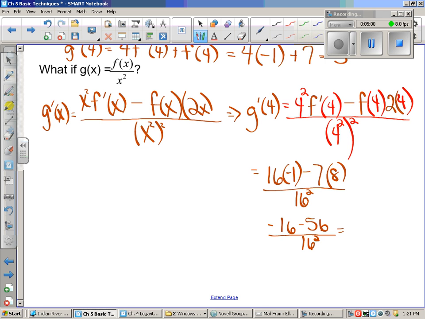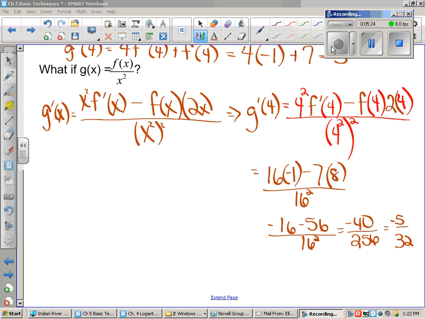And so what do we get from there? We get negative 40 over, was that 256? And if you can simplify, which obviously we can divide by 4, right? So if you simplify, you get negative 5 over 32, as you'd expect.